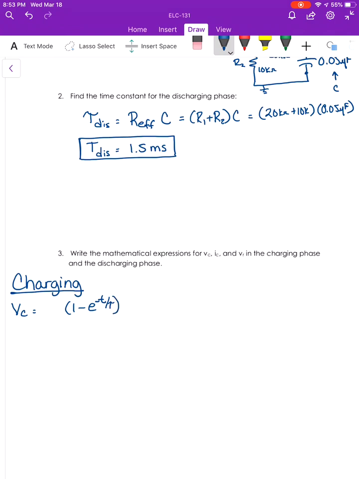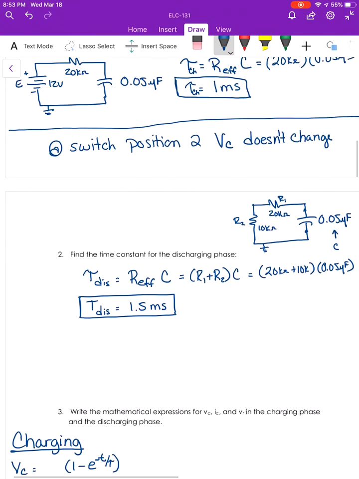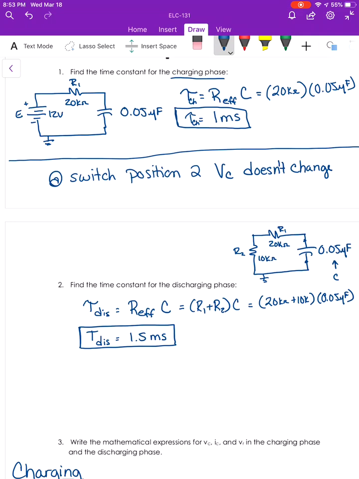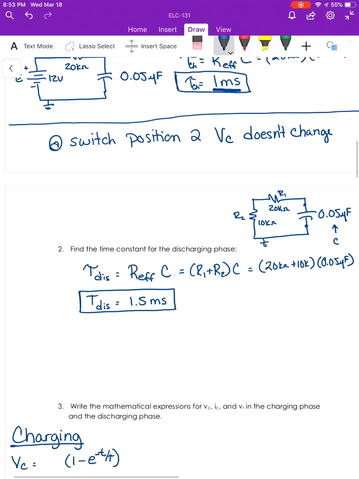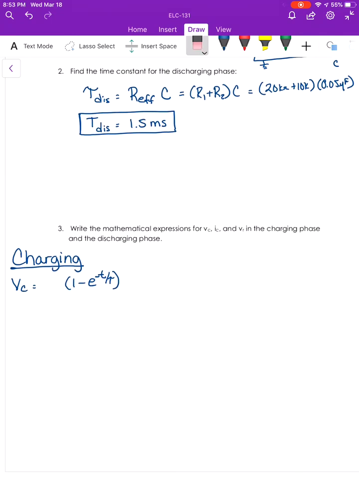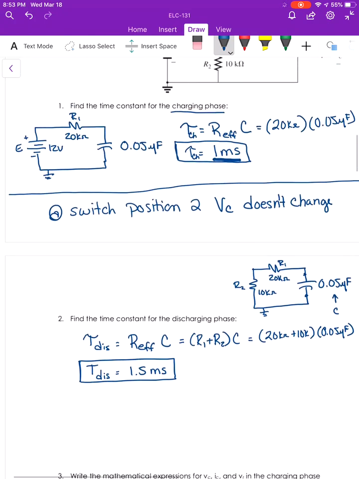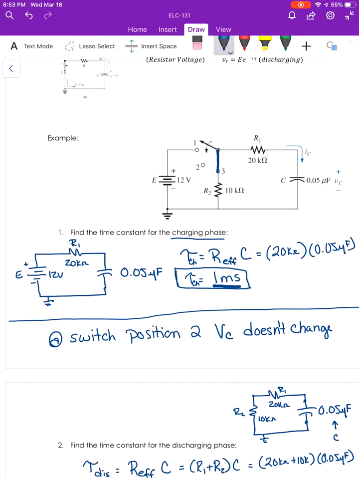So that shape is 1 minus e to the minus t over tau. And remember, tau is 1 millisecond, okay? So I'm going to take tau away. Let me just fix the whole thing here. e to the minus t over 1 millisecond. And what is it going to charge to?